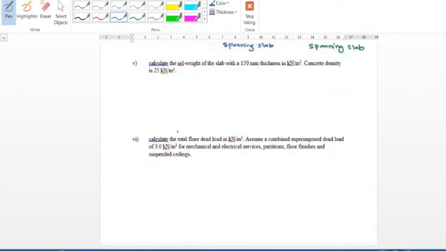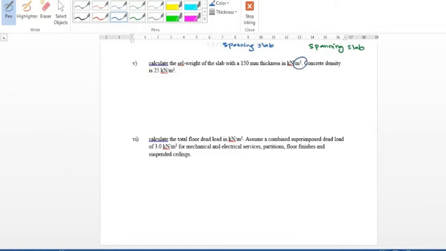Next, calculate the self weight. Calculate the self weight of the slab with 150 millimeter thickness in kilonewton per meter square. Concrete density is 25 kilonewton per meter cube. Again, self weight. Especially for slab, the unit for self weight is in kilonewton per meter square.